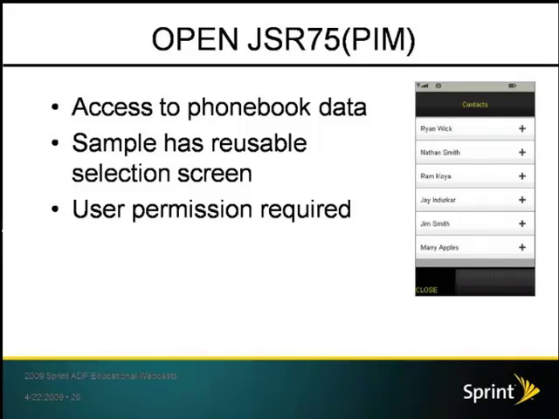So what you see on the image here on the screen is what the user would actually see if you invoke this reusable component, which is saying, basically, I want to open a view into the phone book to look at the phone book data. The user would see this list, and if a user selected someone, so we go down the list there, let's say they picked Nathan Smith from the list, the return from that back to your code would actually be a contact object.